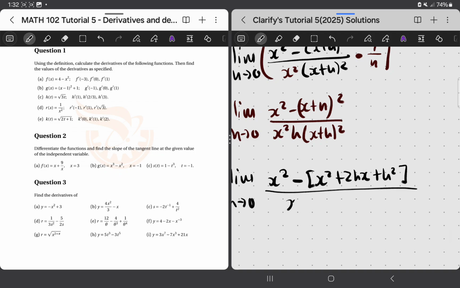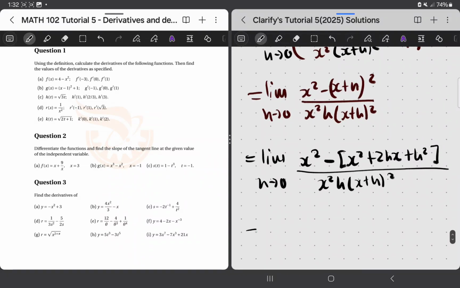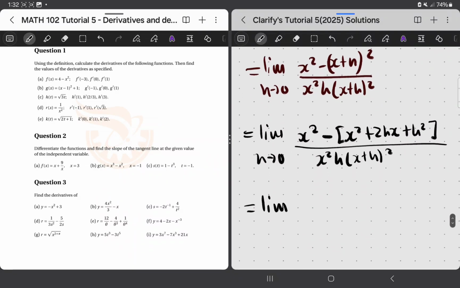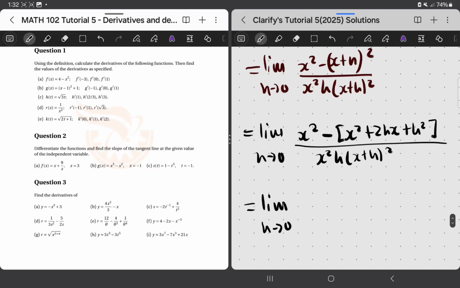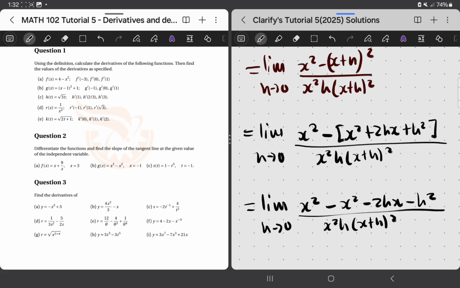And it's all over x squared h multiplying x plus h all squared. Now, what are we going to get? This is going to be the limit as h goes towards 0 of x squared, then minus x squared, since the minus affects the whole bracket, then minus 2hx, then minus h squared, all over x squared h multiplying x plus h all squared.